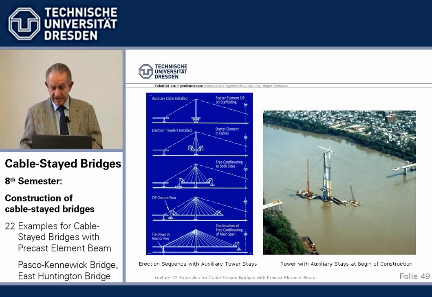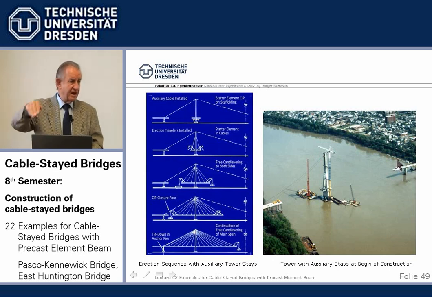Again, free cantilevering with precast elements, staying the tower. We had all that. Here we see the stays, and it happened what one should avoid. We had a ship running into this auxiliary stay at the end of construction. Thank God nothing happens, but since then I've never done it again. Stay across the river when a ship can reach it. The danger is just too big.